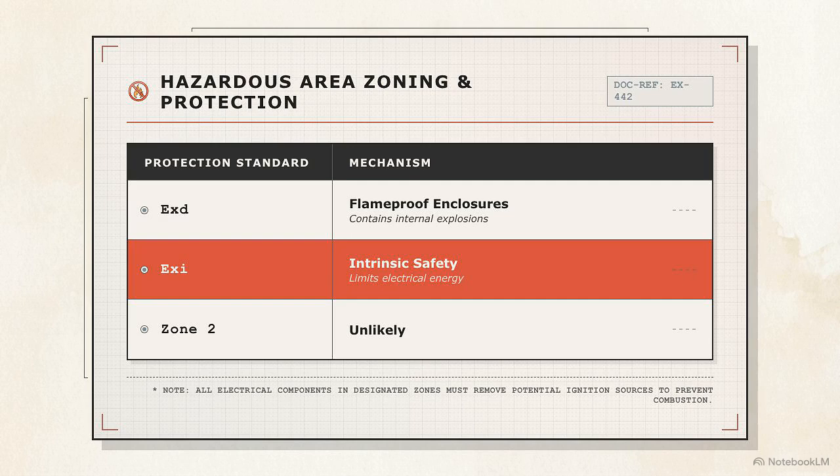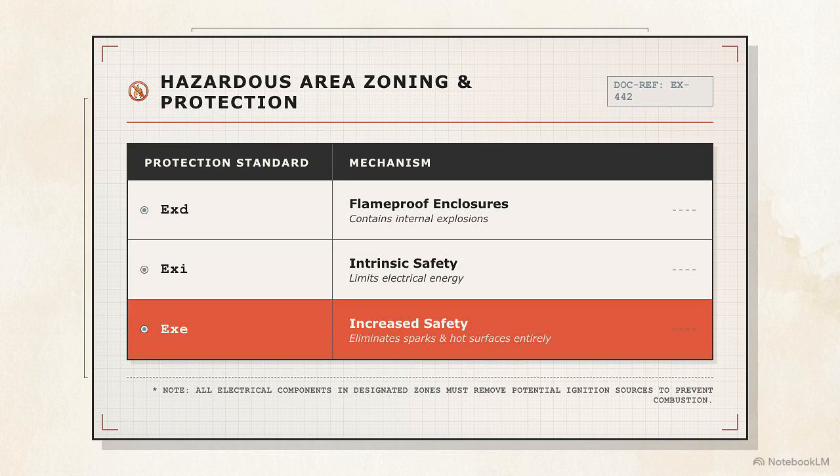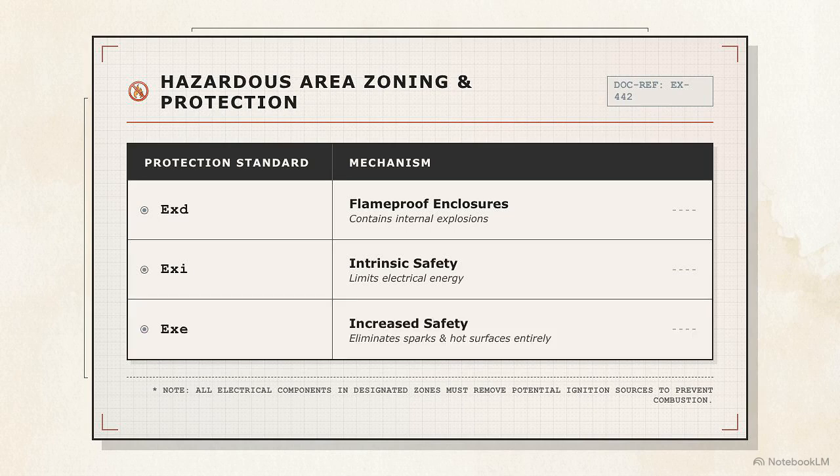XD indicates flame-proof enclosures that contain internal explosions. XI means intrinsic safety, limiting electrical energy so sparks cannot ignite gas. XE indicates increased safety designs that eliminate sparks and hot surfaces entirely.